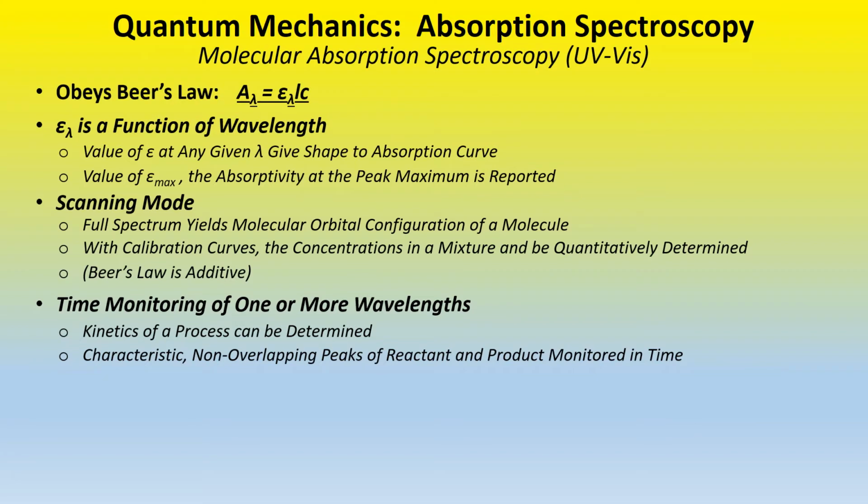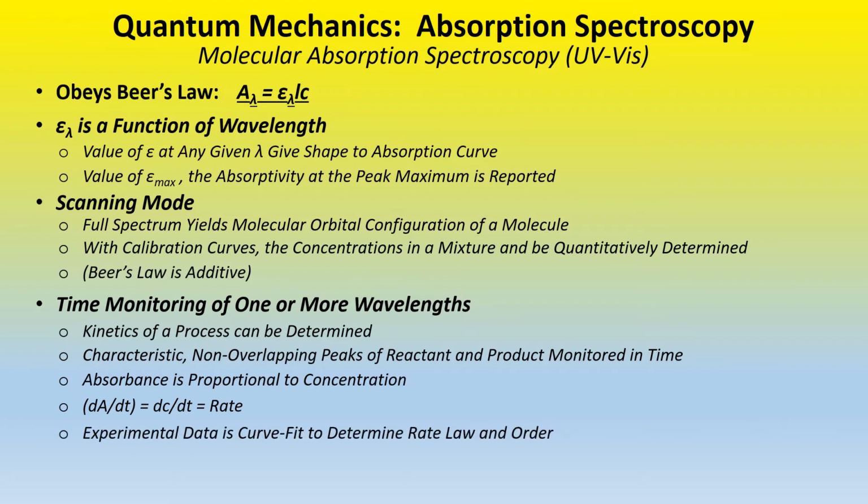As you've seen, absorbance is proportional to concentration. Therefore, the change in absorbance with time is equal to the change in concentration with time, which will be equal to the rate. With this, experimental data can be curve fit to determine whether a reaction is zero, first, or second order, and to determine the rate constant for the reaction.